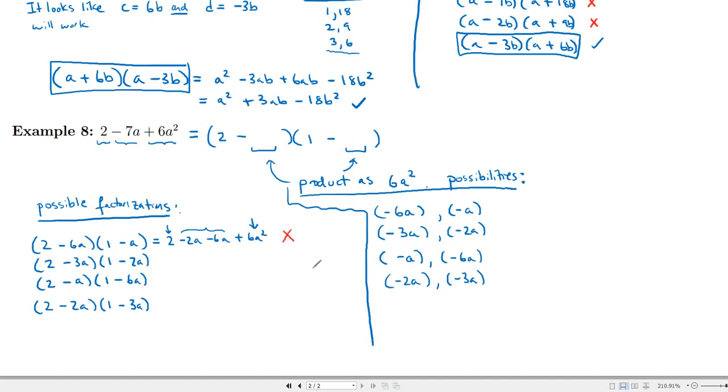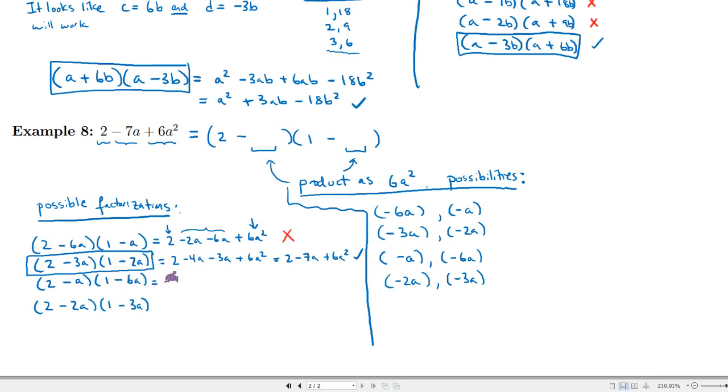Simplify the next one. What do we get? So we have 2 and then minus 4a and then minus 3a and then plus 6a squared. Wow, that's really nice. It looks like that is the correct one, right? So 2 minus 7a plus 6a squared. So that is what we wanted. So this is the correct factorization. So if you're in a hurry, you would just mark that as correct and box that. That's your factorization. If you're worried, you can continue on and reject the other ones.